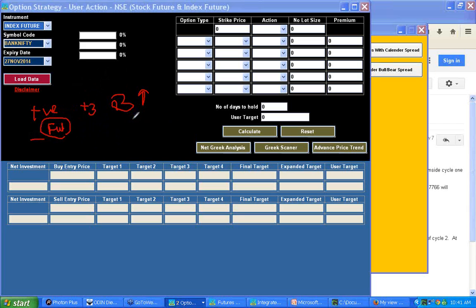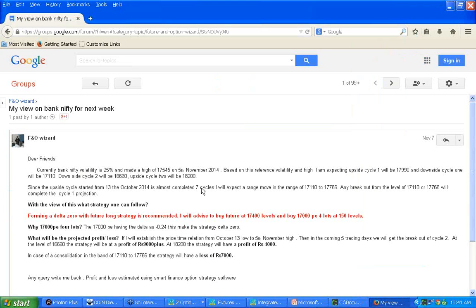So what happens? Multiple call options I am adding, so it is giving me positive delta. Positive delta means I am anticipating a rally, an up move, but I am controlled, I am confined, I am protected with my future. If this rally comes true, then I will make money. If the rally does not come true, then I will not make money, I will come out from this. So that is how you should initiate the trade.